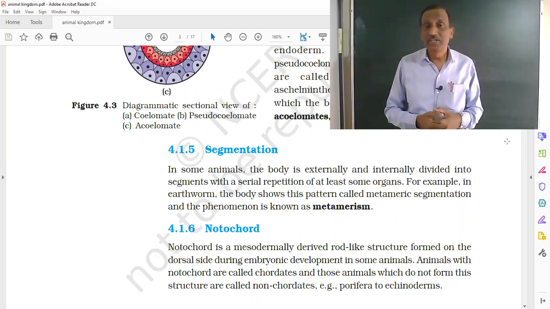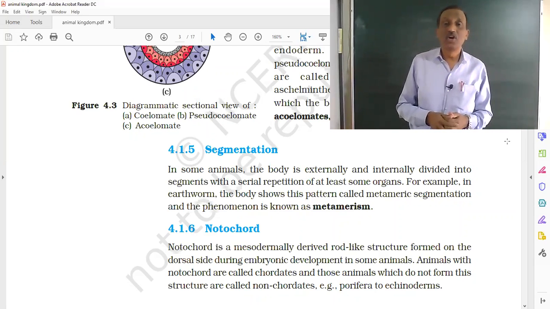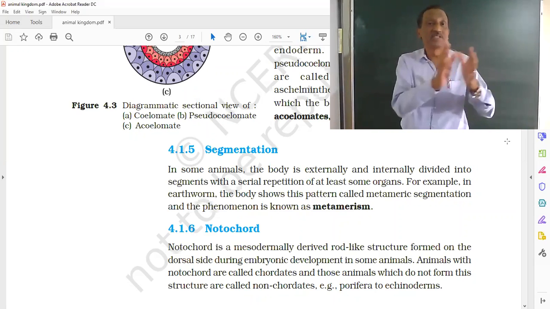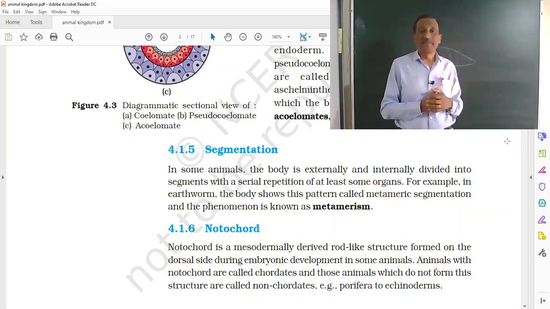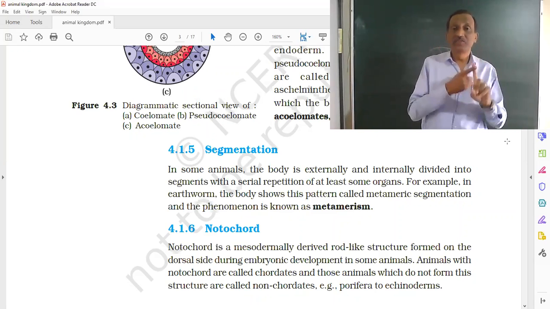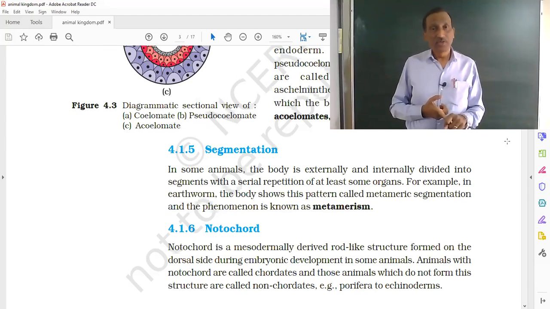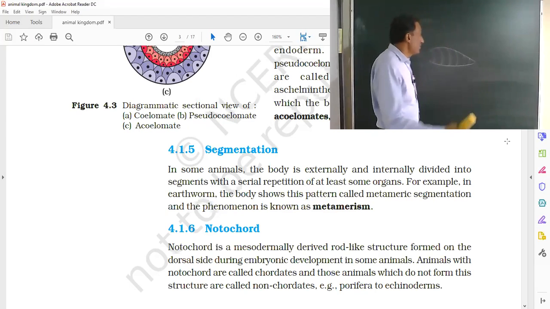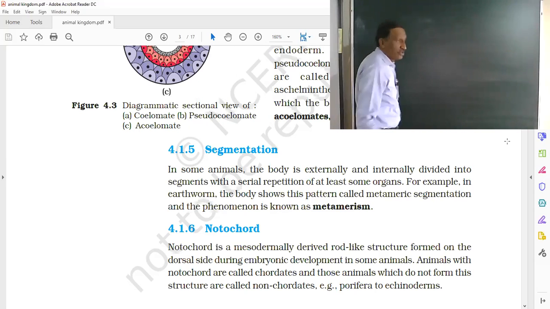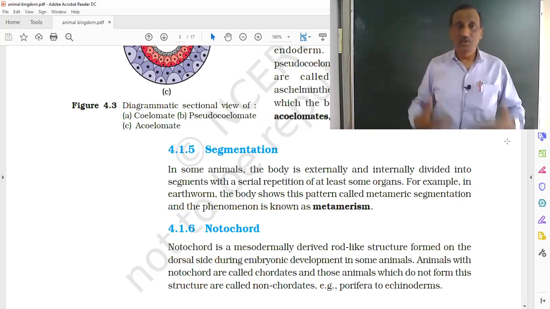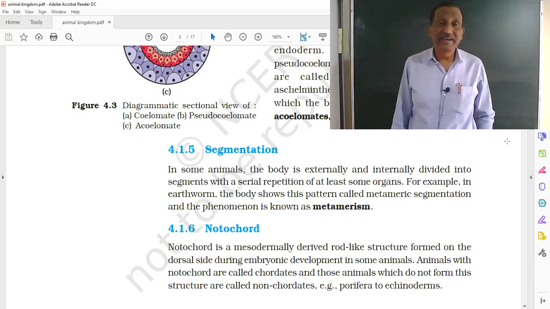In some of the animals, the body is externally and internally divided into segments with the serial repetition of at least some organs. Some organs are repeated. Then it is called metameric segmentation. For example, in the earthworm, the body shows the pattern that is called metameric segmentation. So segmentation is a unique characteristic for classification of animals into certain classes. Not all animals are segmented. We do not have any segmentation in our body. So segmentation is not a general criterion.